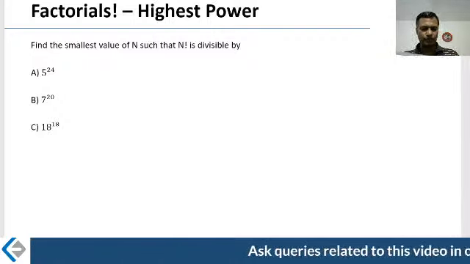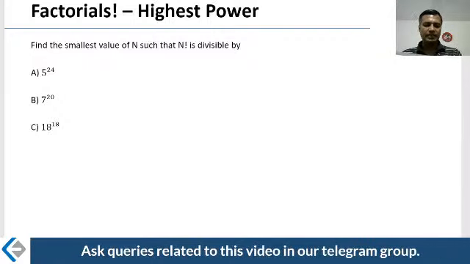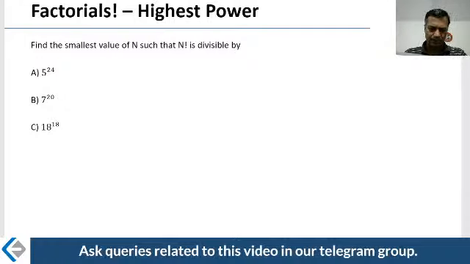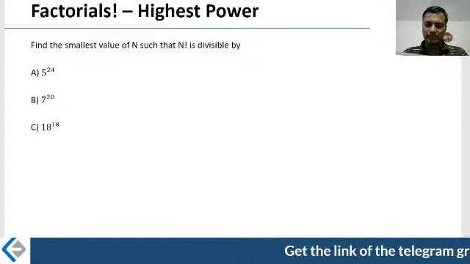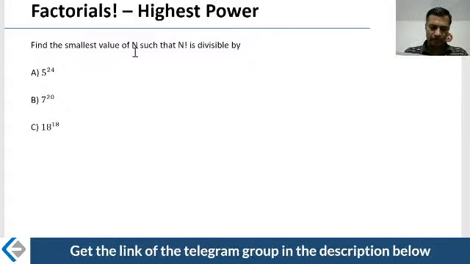Okay, let's do this. Last point, friends. We are done in under 7 to 8 minutes. Find the smallest value of n such that n factorial is divisible by, now look at the question, 5 power 24. That's what the author is trying to say.